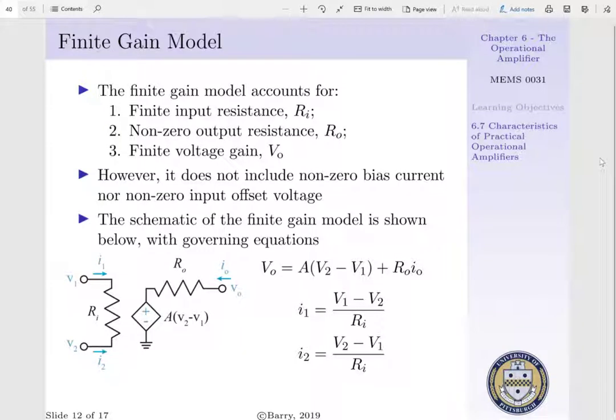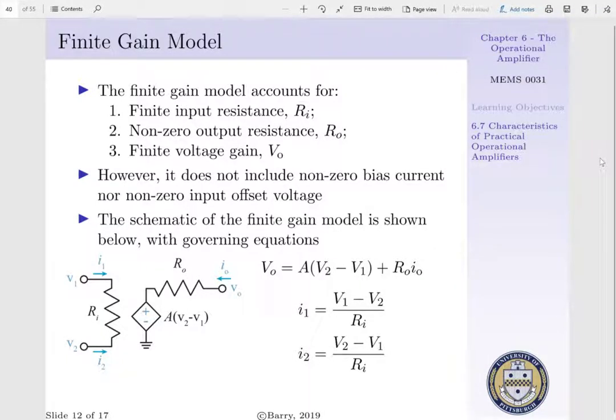The finite gain model differs from the offsets model in that we can consider a finite input resistance denoted R sub I. We can also quantify a non-zero output resistance R sub O, and based upon these resistances, we limit V sub out to some finite number.